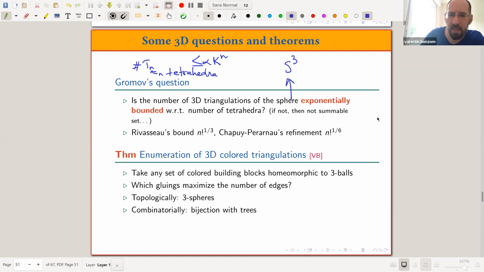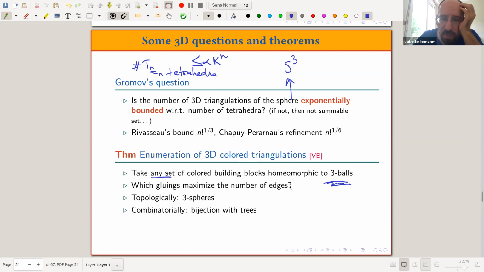So one of the theorems that I was quite happy to prove, and obviously I won't do it in this lecture, but I want to give it to you because I think it's the most general theorem that we have. It's about the enumeration of 3D triangulations with those colored building blocks. And it's very general because you take any set of colored building blocks which are homeomorphic to 3-balls.